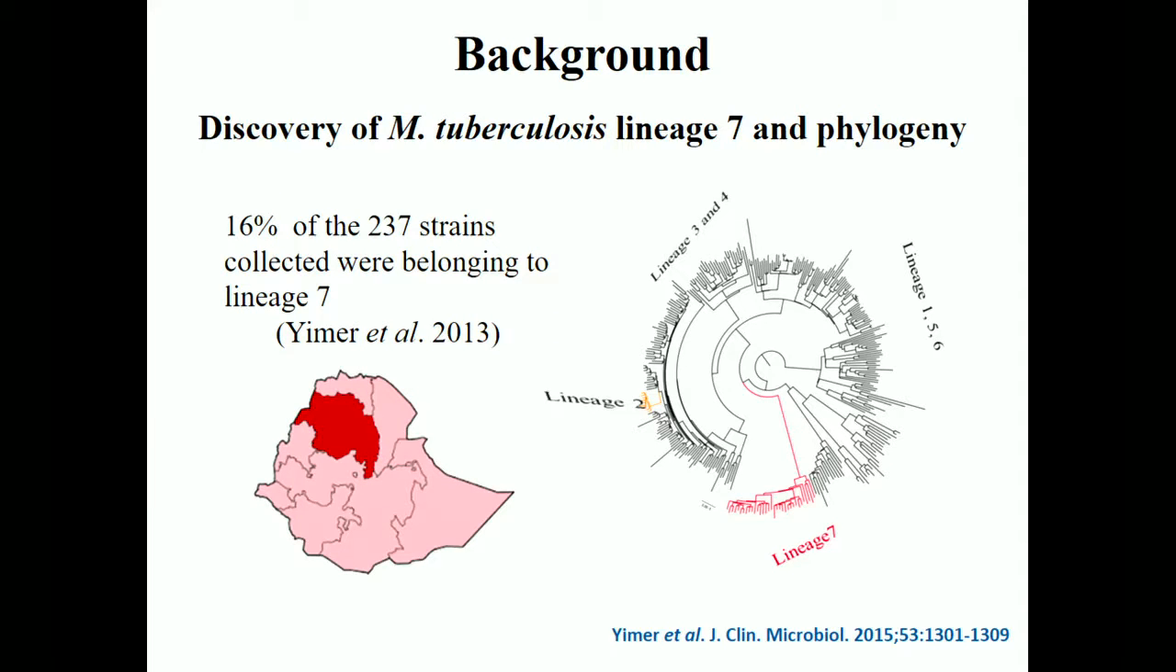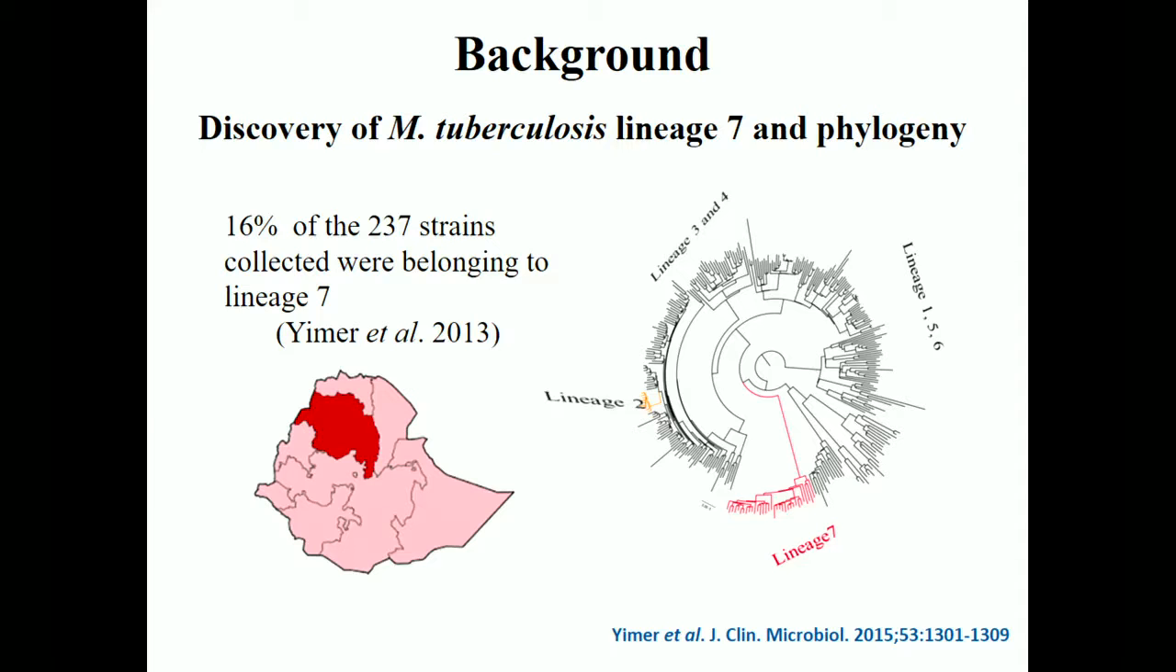I will start my presentation by briefly describing what lineage 7 is. Lineage 7 is a newly discovered MTB lineage in Ethiopia. Phylogenetically, this lineage is deeply rooted and lies somewhere between the ancient lineages 1, 5, and 6, and modern lineages 2, 3, and 4. Lineage 7 has recently started to diversify, and in one of our earlier studies, it was shown that lineage 7 constituted the second highest proportion of the collected strains.